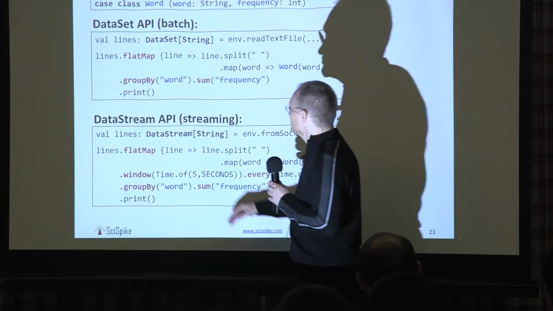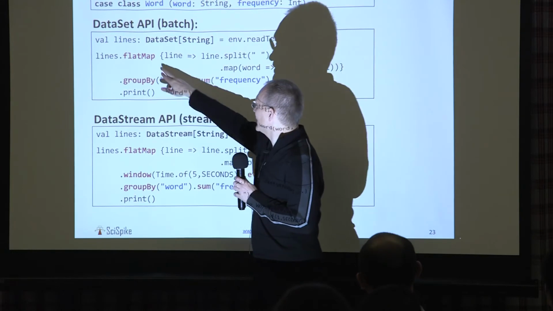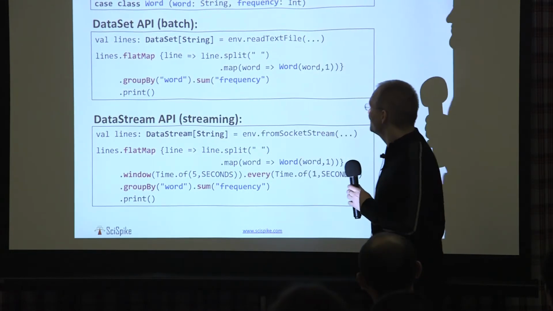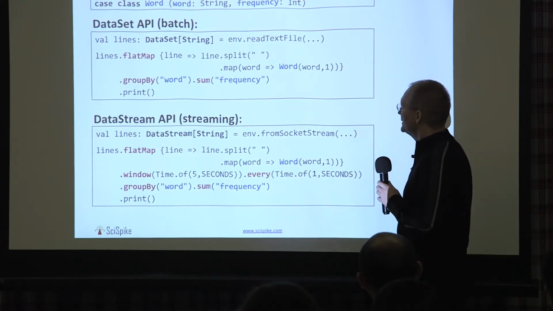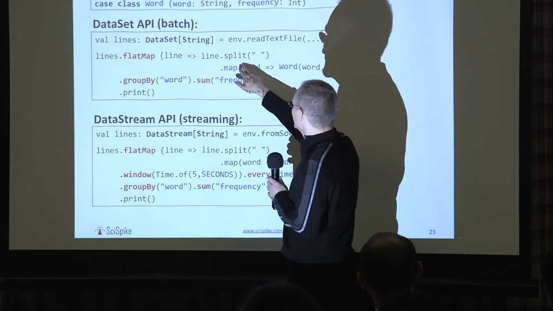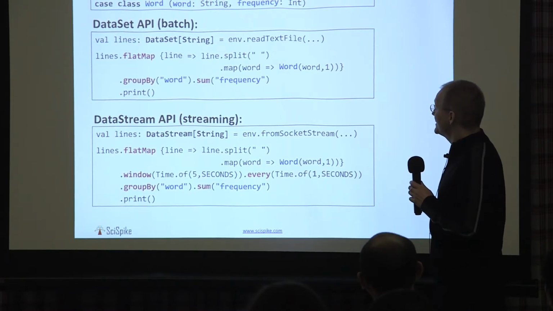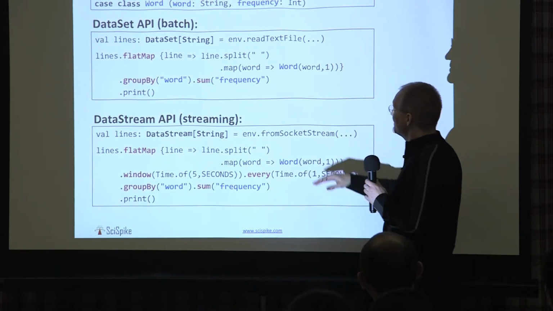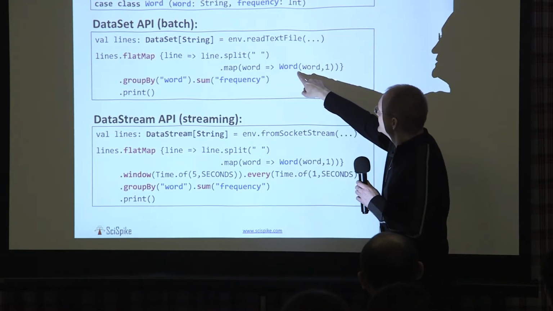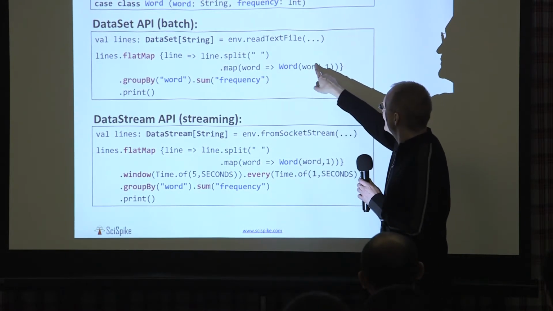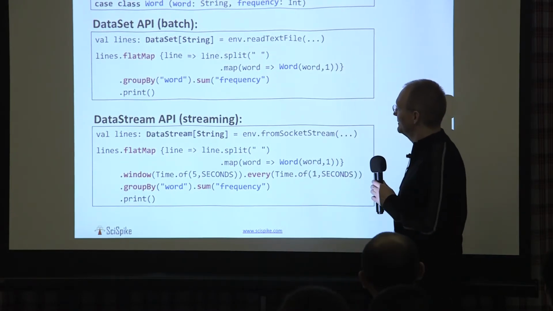So you're going to take the lines, which is the dataset of strings. We are going to execute flatMap. FlatMap is going to do two things. The first thing it is going to do is split the line using the space. And then it is going to map each of the words to an instance of the Word class, where we have the word as a string, and then we have the number 1.